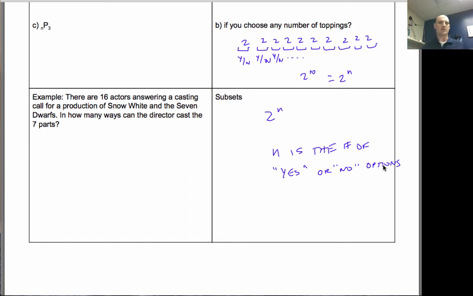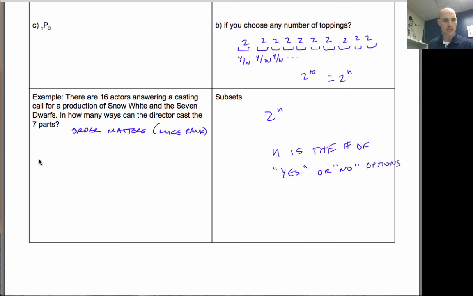Okay, there's 16 actors answering a casting call for a production of Snow White and the Seven Dwarfs. How many ways can the director cast the 7 parts? So, is it rank? Is it not rank? Let's think about it like this. He's casting parts. So if I go in for the role of Dopey, and I get the role of Dopey, is that different than me getting the role of Grumpy? Yeah, it very much is. And so for this one, order matters, like rank.